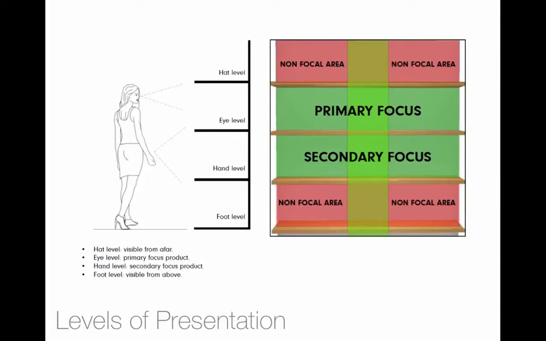Secondary focus is where their hands are, so what's in hand reach or reaching distance for the consumer. And then foot level, again, is non-focal, so you've got the green and the red areas, and that's thinking about how the product is displayed. What were the different levels of the product? How would the consumer then interact with those? And how does your brand utilise that? Hopefully to their advantage, but if not, could they utilise that to their advantage?